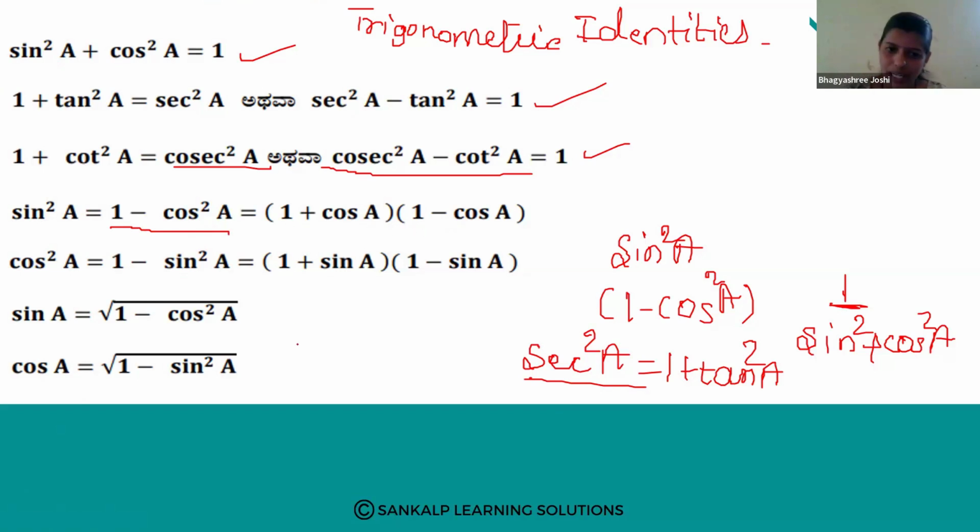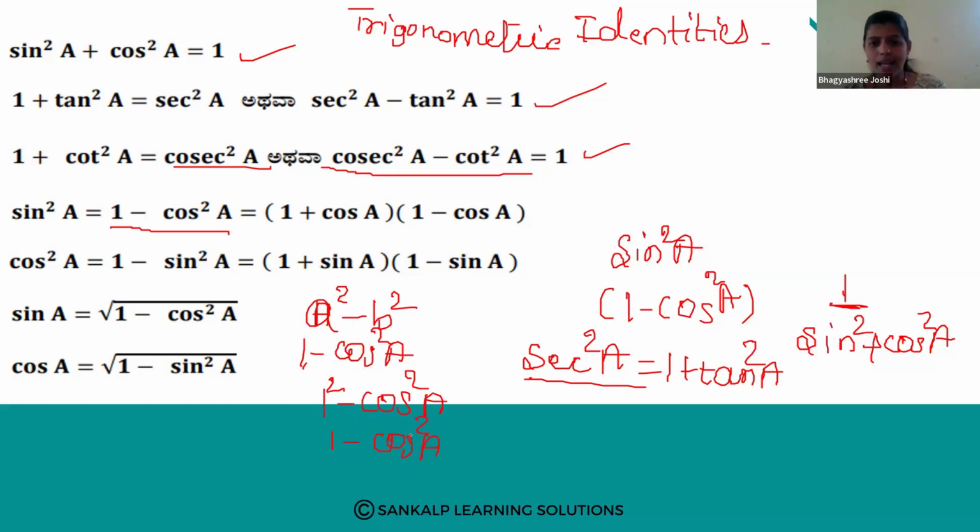So how does it come? See, 1 minus cos square A means what? It is in the form A square minus B square. A means it is 1, B means it is cos A. So 1 square is 1 only, minus cos square A. So 1 minus cos square A I will write as A plus B into A minus B. A value is 1, B value is cos A, so 1 plus cos A and 1 minus cos A.